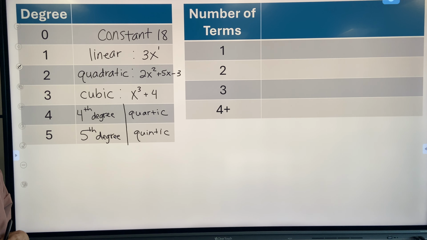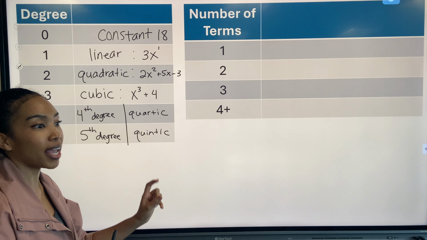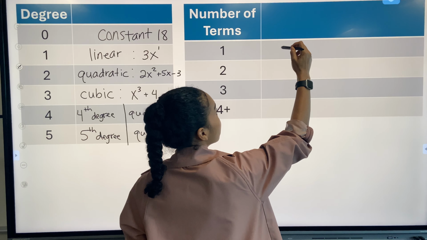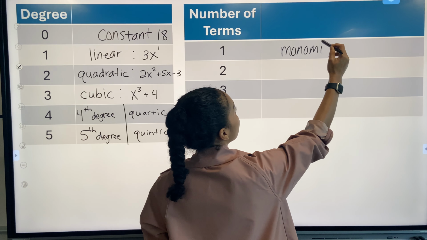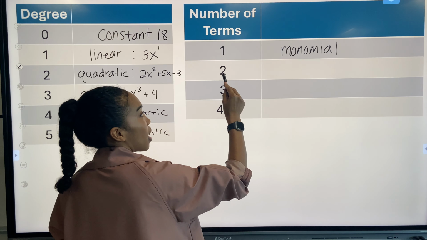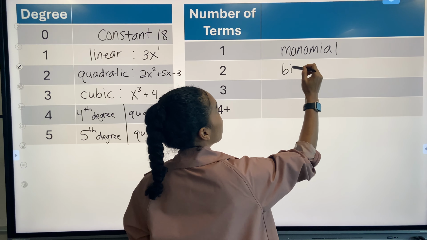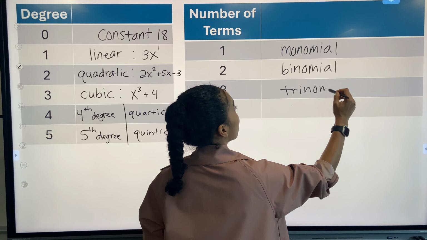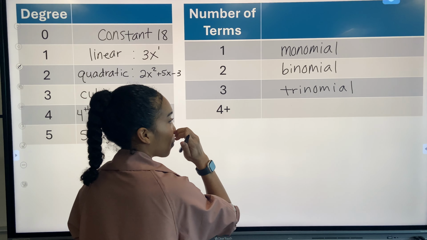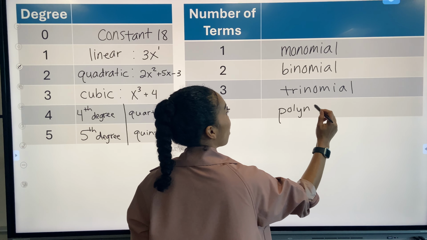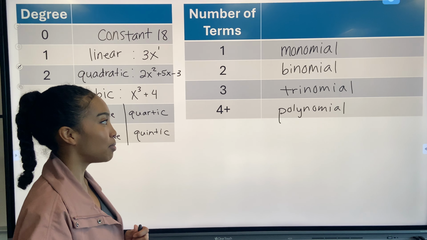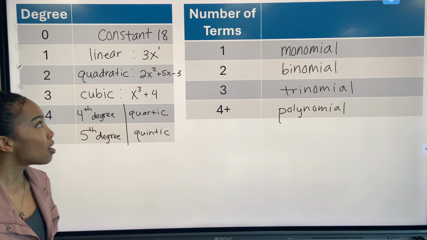Okay, now let's talk about the number of terms. We talked about this yesterday. If I only have one term, what is that called? Monomial. Exactly, monomial. How about 2 terms? Binomial. 3 terms? Trinomial. And 4 or more? Polynomial. Poly means many. Okay, so that is how we're going to classify our polynomials.